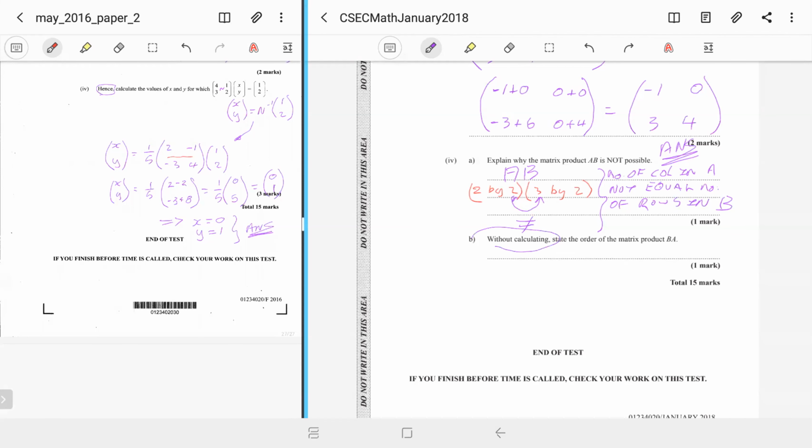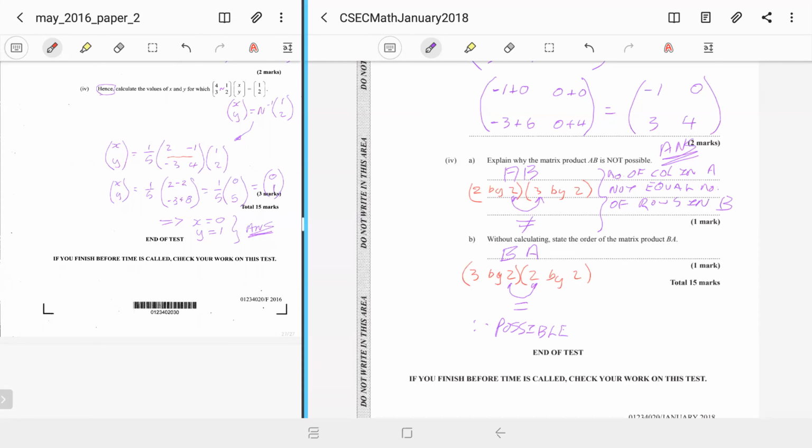Next part now: without calculating the matrix, state the order of the product BA. So watch this now. B times A is going to be a 3 by 2 times a 2 by 2. See it here now? I tell the examiner I know my stuff. Those two are equal. Therefore, possible. Because they are equal, the multiplication is possible.